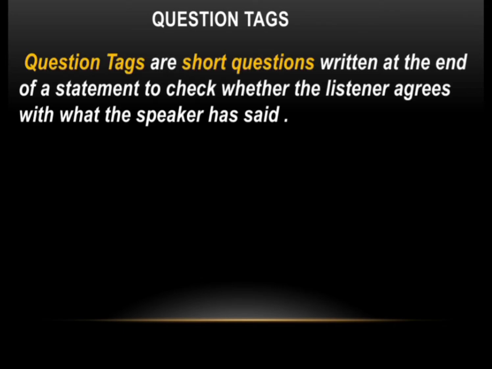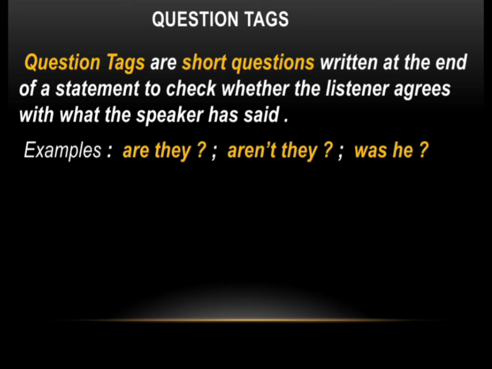What are question tags? Question tags are short questions written at the end of a statement to check whether the listener agrees with what the speaker has said. That is, question tags are used at the end of a statement in order to get a confirmation from the listener. Examples: are they, aren't they, was he.